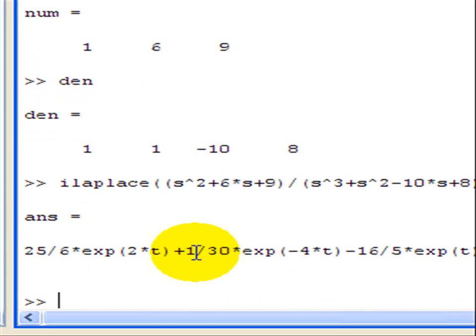And we see we have our coefficients 25 divided by 6 associated with the root 2, 1/30 associated with the root minus 4, and minus 16 divided by 5 times exp t, which is associated with the root 1. So that's how you do, very simply, finding the inverse Laplace transform of a polynomial function s.